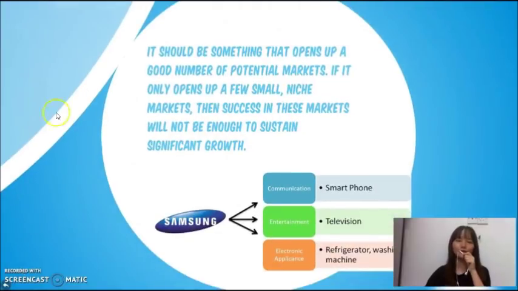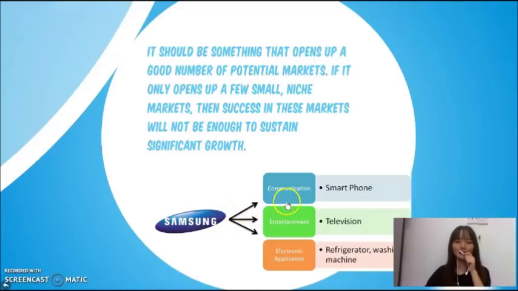The third one is the breadth of application. It means that it should be something that opens up a good number of potential markets. If it only opens up a few small niche markets, then success in this market will not be enough to sustain significant growth. For example, Samsung.